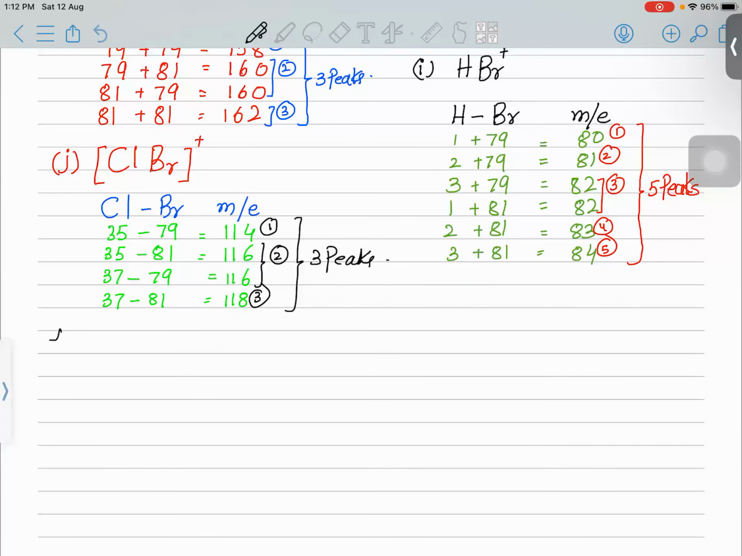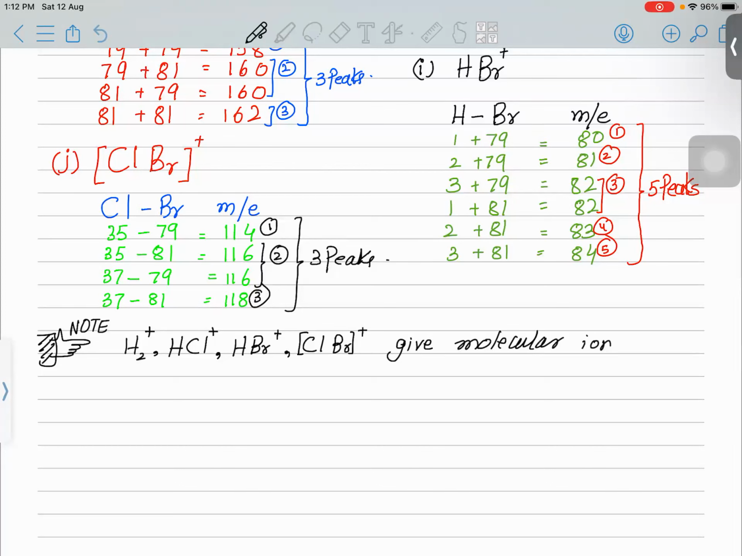So note: H2 positive, HCl positive, HBr positive, ClBr positive. Give molecular ion peak. Molecular ion peaks.